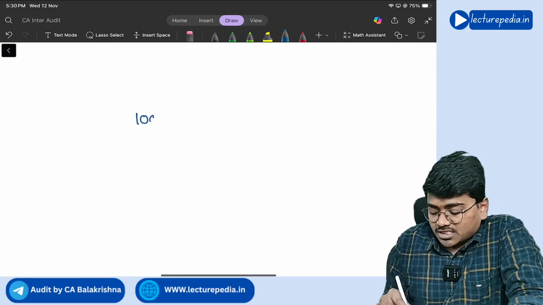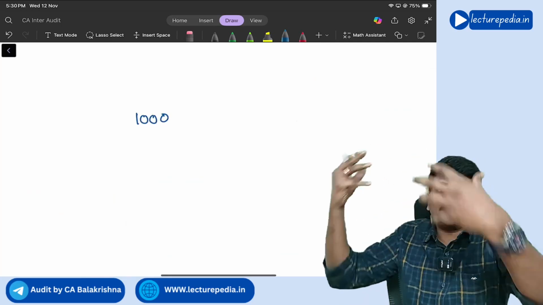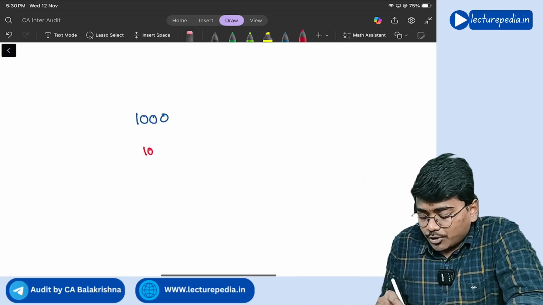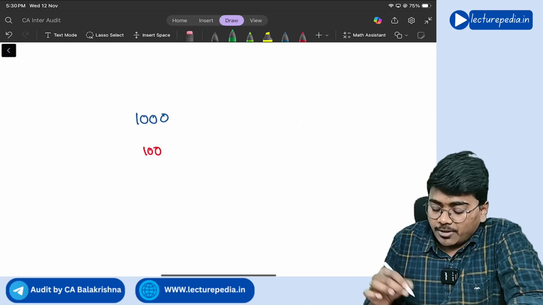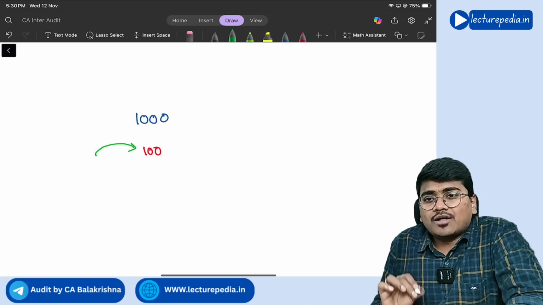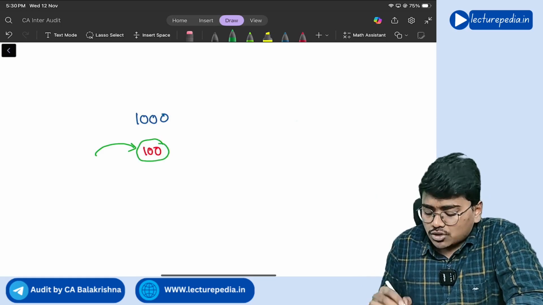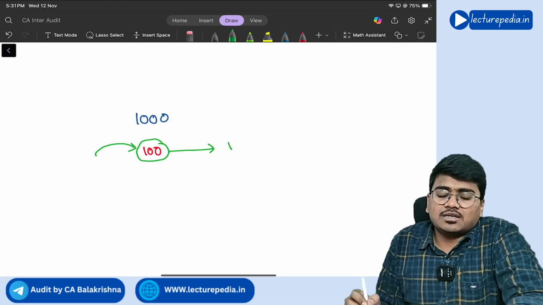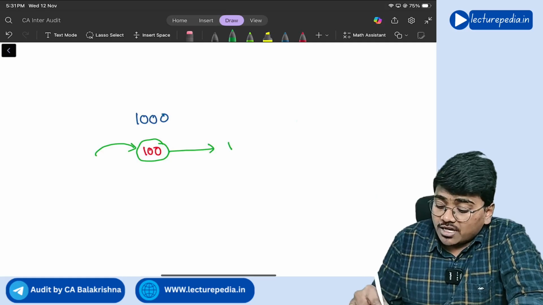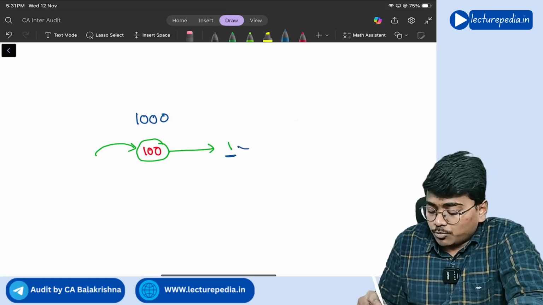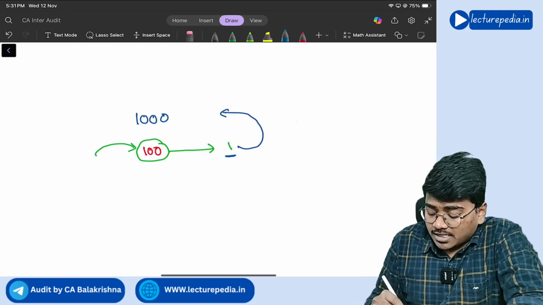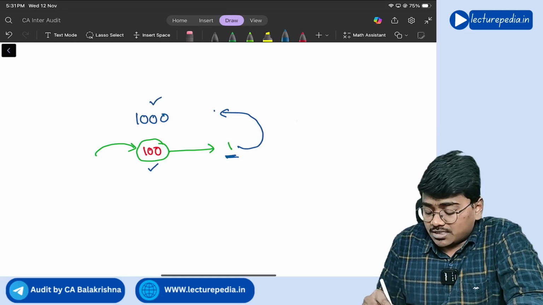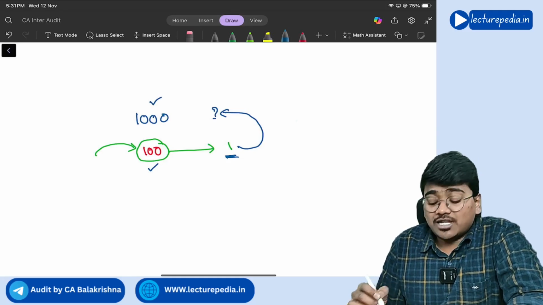So under sampling, what happens? Let's say there is a population of 1000. Population means total number of items. Now, since he cannot test the whole population, he will take a sample of 100 items and perform audit procedures on these 100 items. Let's say, based on his audit procedures, he found that there is one misstatement in this sample of 100. Now, he will project this misstatement to the population. That is, if in 100 items there is one misstatement, then in 1000 how many misstatements will there be? He will cross multiply.